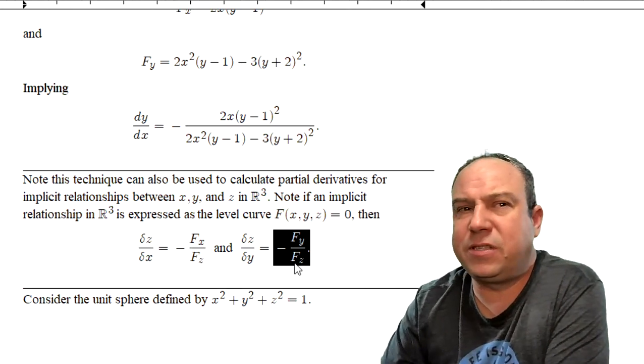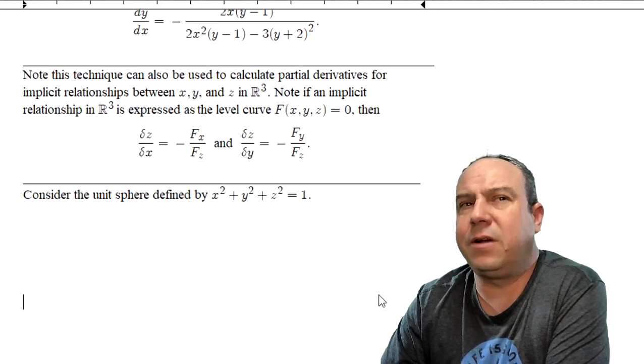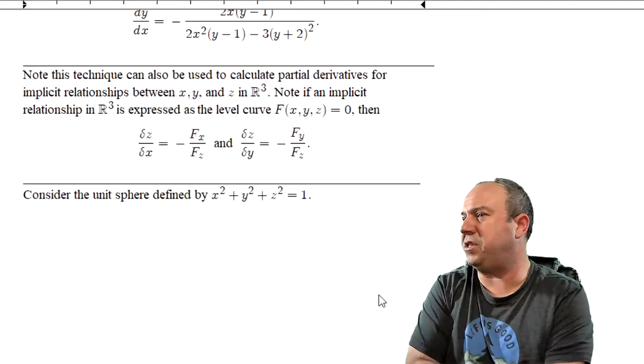Now consider the unit sphere. Here's an example. Consider the unit sphere defined by x squared plus y squared plus z squared equal to 1.